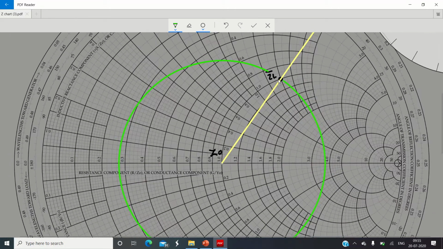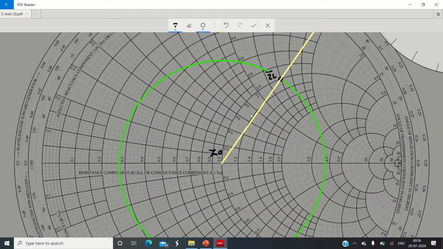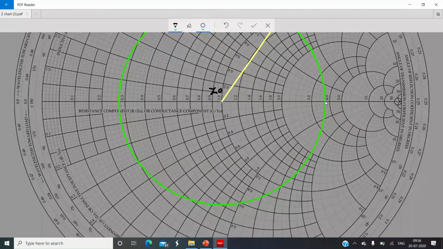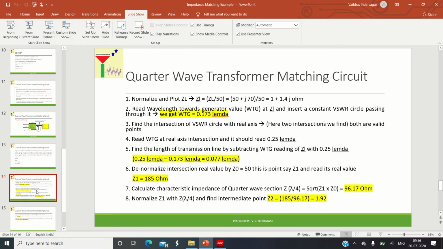Now please remember, from ZL bar you keep your pencil on ZL bar and start traveling clockwise. Please remember, you need to start traveling clockwise on this green VSWR circle, till you intersect the real axis somewhere. Wherever we intersect the real axis, that intersection point over here is this one. This intersection point will give us the piece of a transmission line.